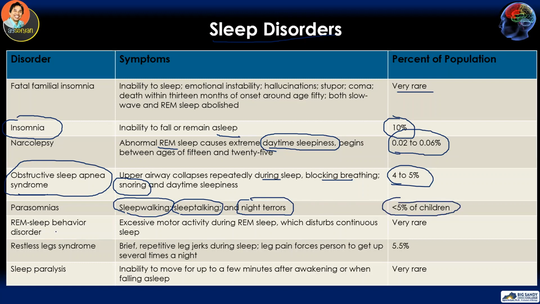Rapid eye movement sleep behavior disorder is excessive motor activity during REM sleep. So they move back and forth. Sometimes with children, when you put their head to the north, and then when they move, you will see that their head has gone to the south. So this is a problem with rapid eye movement sleep behavior. This is very rare. Restless leg syndrome.